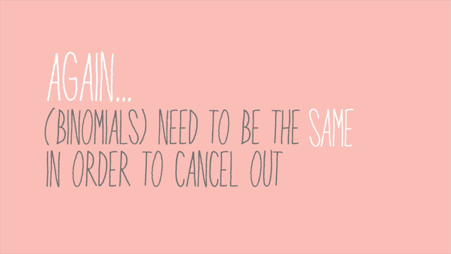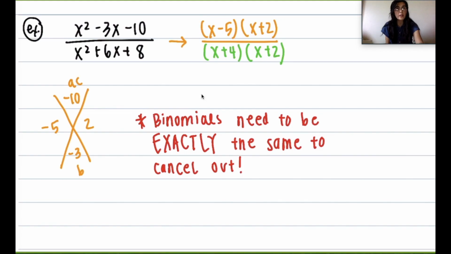All right, so again, just like I stated to you guys, binomials need to be exactly the same to cancel out. So for example here, if you notice you have x plus 2 and x plus 2, that is going to cancel out. You cannot say, okay, this has an x and this has an x, I'm going to cancel it. The whole term has to be the same. So not just the letter, but again, the entire term. And so that's why in this case, only the x plus 2 and x plus 2 are going to cancel.